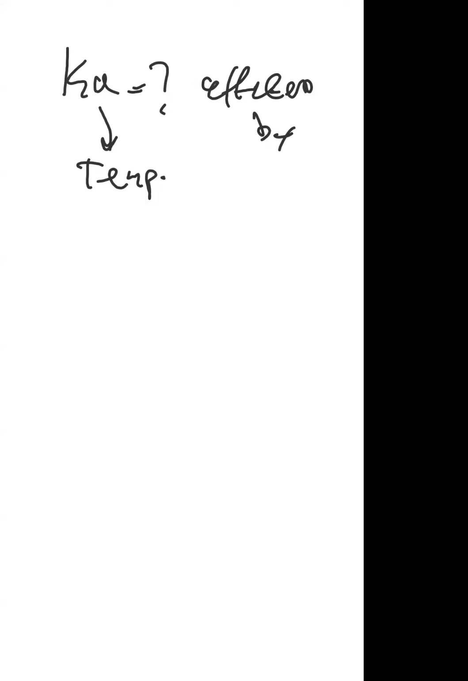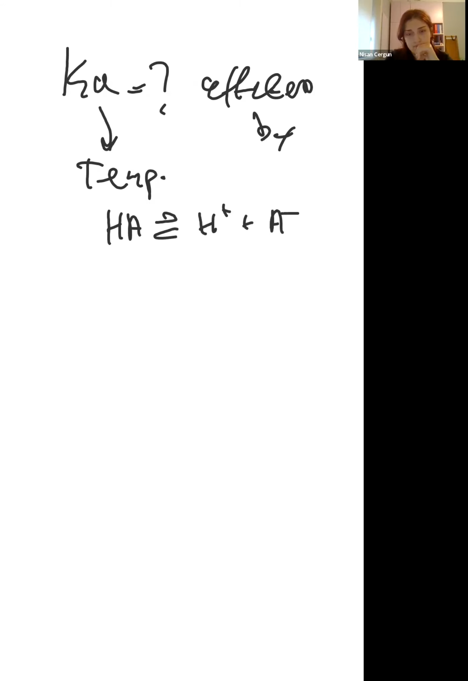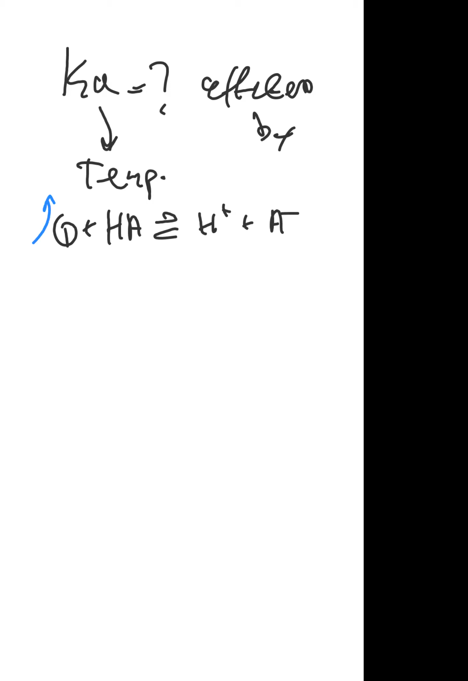And normally the ionization of a weak acid is endothermic. If we increase the temperature, the reaction will go forward. Then, as it goes forward, the concentration of products will increase and the reactants will decrease. Then our Ka value will increase, okay?